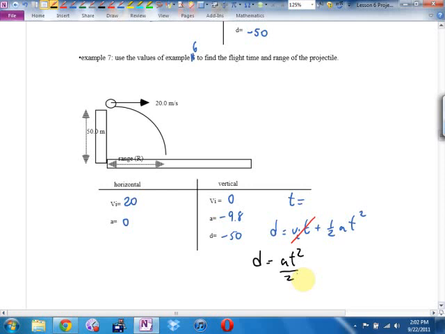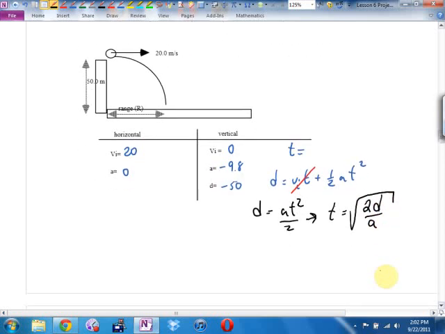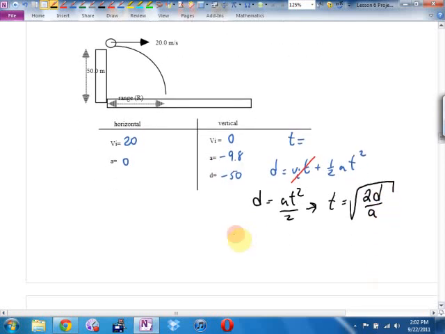I can get the T by itself pretty easy. Move the 2 to the top. Move the A to the bottom. And how to get rid of a squared? Square root. In fact, I'm going to argue that T is going to be the square root of 2D over A. And now it's plug and chug. T is equal to the square root of 2 times negative 50 all over negative 9.8.